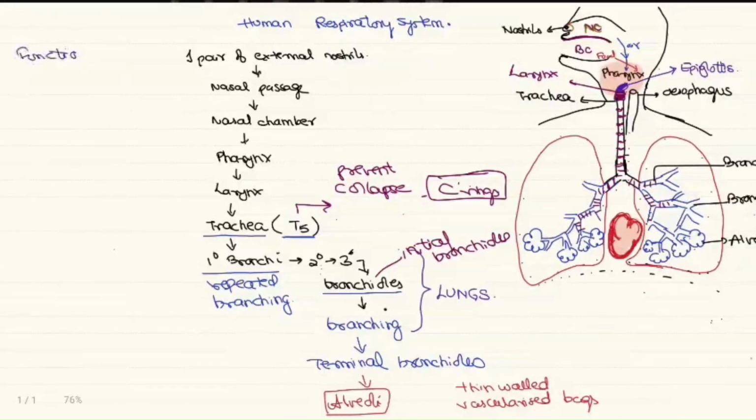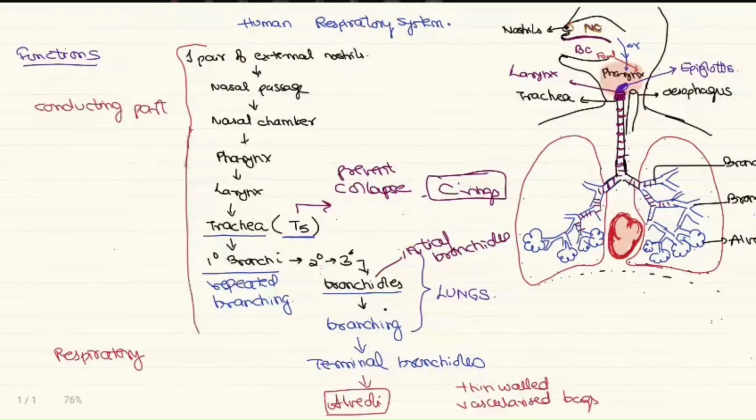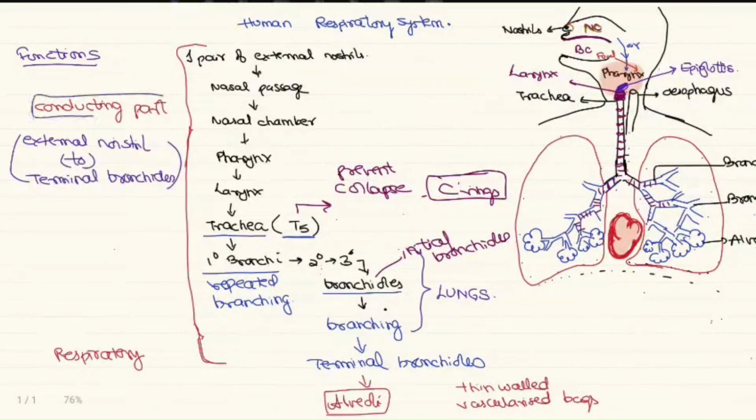So coming to the functions of the respiratory system in humans, function-wise, we can divide the system into two parts called as the conducting part and the respiratory part. The conducting part consists from the external nostrils up to the terminal bronchioles. So part starting from the external nostrils up to the terminal bronchioles is called as the conducting part.